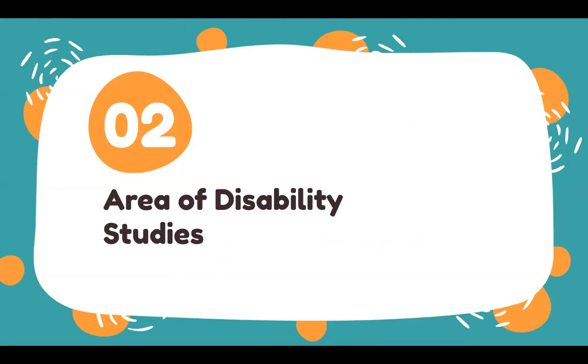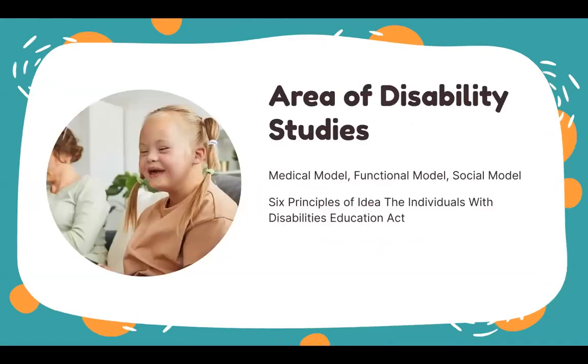Within the area of disability studies, we can define it as the study of the nature, meaning, and effects of disability. It is an interdisciplinary field in which the sciences, social sciences, and humanities all intersect. The medical and social constructs that surround disability are the focus of disability studies. The medical model, functional model, and social model are the three most common models of disability.